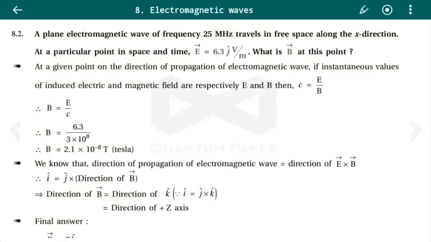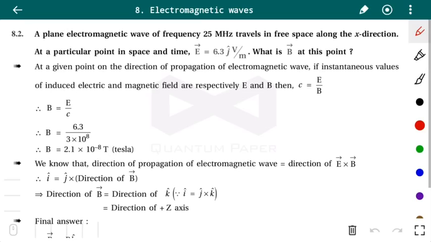In this video we are going to solve illustrations of chapter number 8, electromagnetic waves. So first of all, let us solve illustration number 2. A plane electromagnetic wave of frequency 25 MHz travels in free space along the x direction. Here, the wave propagates along the x-axis and the frequency of the wave is 25 MHz. At a particular point in space and time, E vector is 6.3 j cap volt per meter. What is vector B at this point?